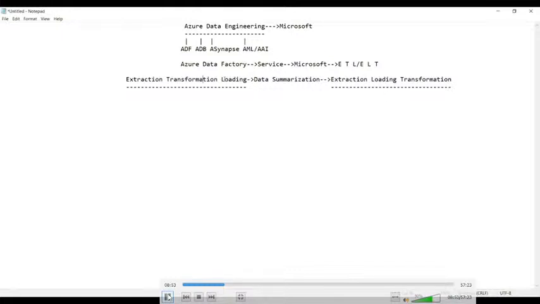So what is ETL? Azure Data Factory is a service provided by Microsoft to perform the job of ETL, that is extraction, transformation, and loading, between the clouds and on-prem. On-prem is nothing but on-premises.